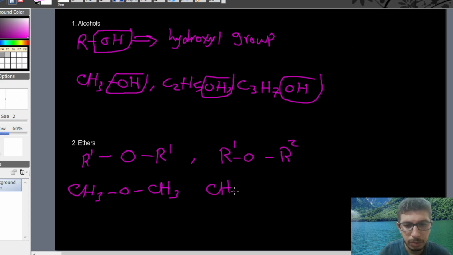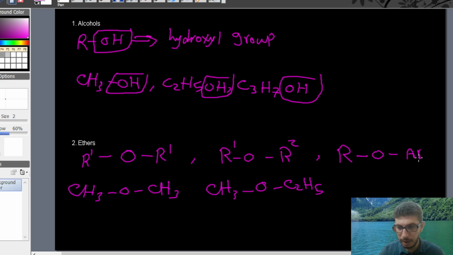The R1 could be a methyl group, and the R2 could be an ethyl group. Okay. We can have something like this, an alkyl group on the left and an aryl group on the right, as you can see here. So what is the example in this case? For this case, CH3, for example, a methyl group, an ethyl group, a propyl group, whatever, it doesn't matter. And an aryl group, just like benzene here.